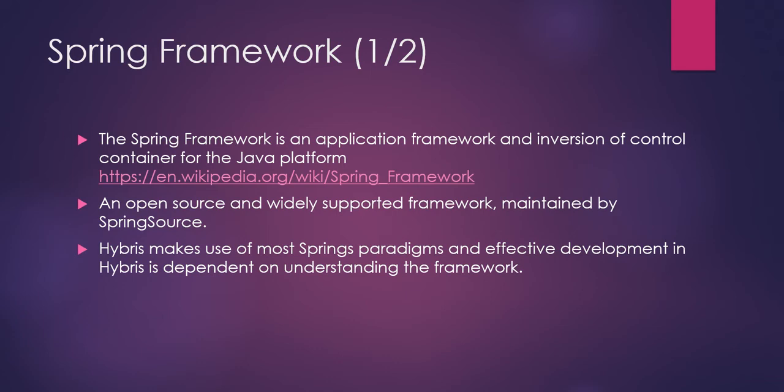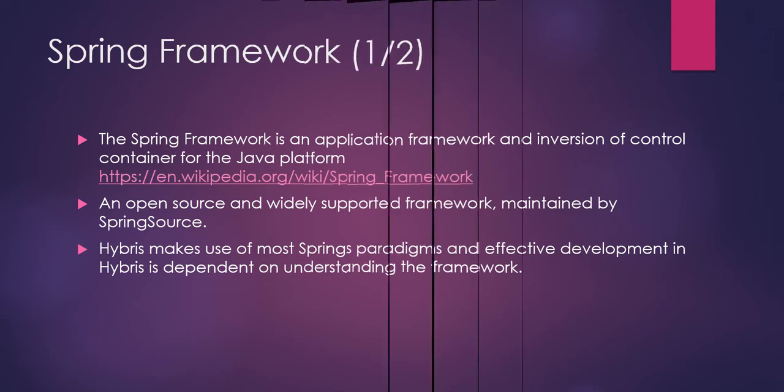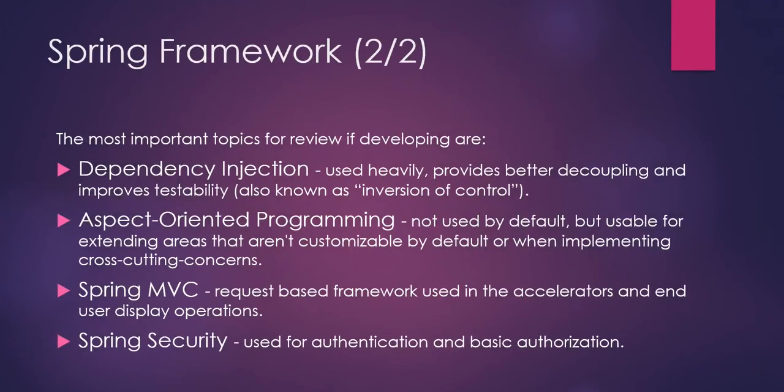First, dependency injection. Spring Framework is used heavily and provides better decoupling and improved stability. This is also known as the inversion of control. Second, aspect-oriented programming is not used by default, but usable for extending areas that are not customizable by default or when implementing cross-cutting concerns. Third, the Spring MVC, which we have mentioned before, is a request-based framework used in the accelerators and end-user display operations. Finally, the Spring Security, used for authentication and basic authorizations.